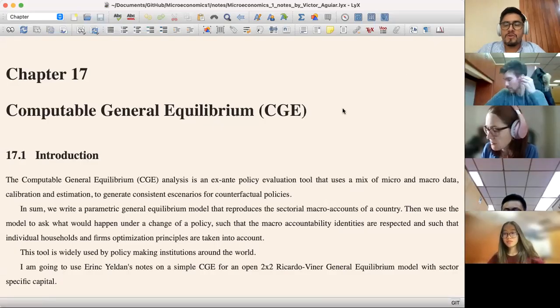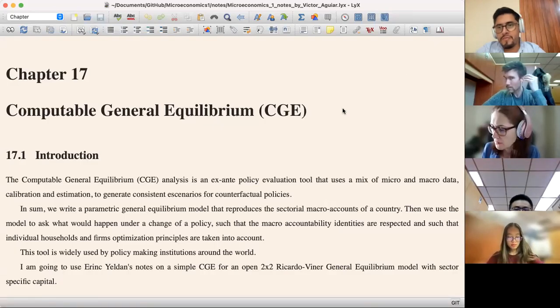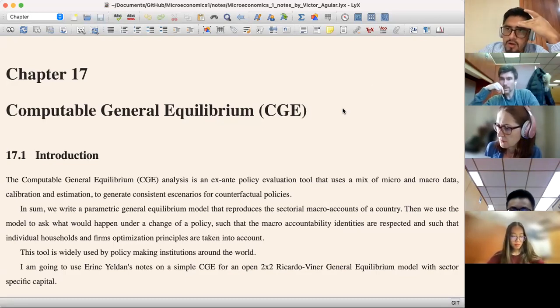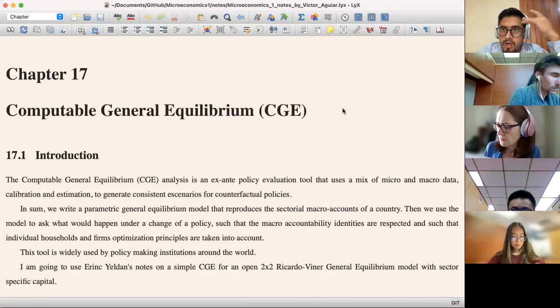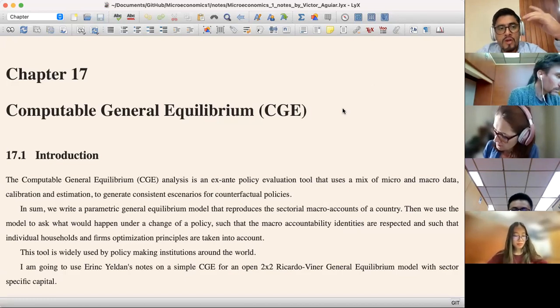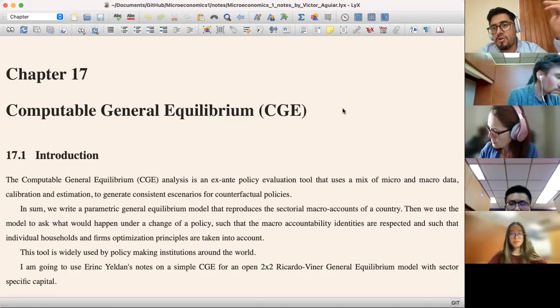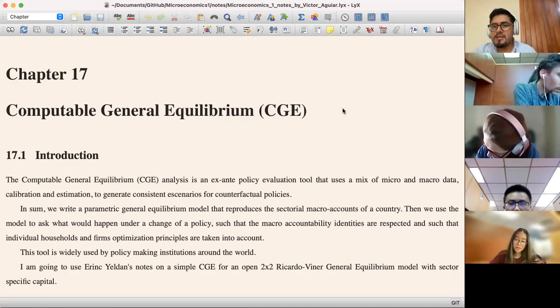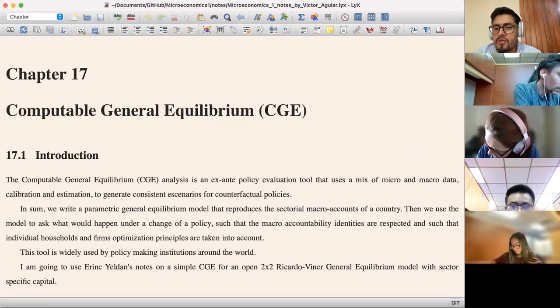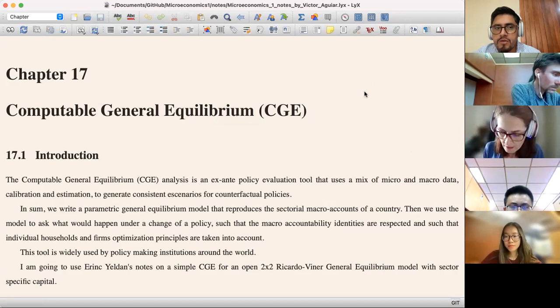Okay, so this is chapter 17, Computable General Equilibrium. This will not be in the core exam, but it's good for you to know it because a lot of economists use it in real life, and it is an application of general equilibrium that you have studied. In general, it's nothing fancy in principle. So the real complexity of this is when you try to do it in real life, for real economists.